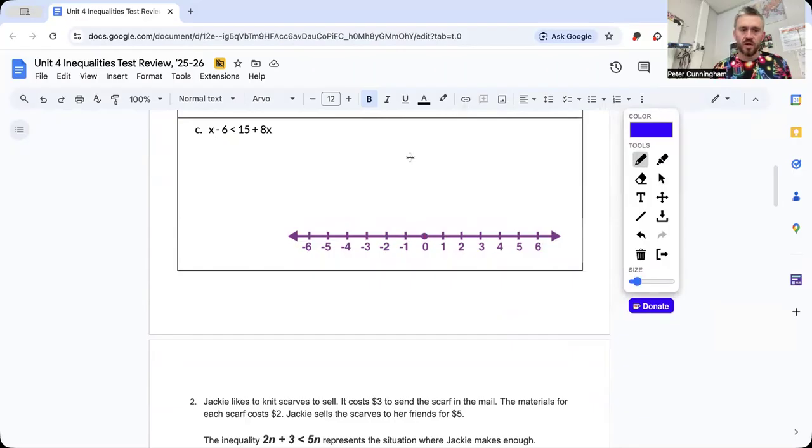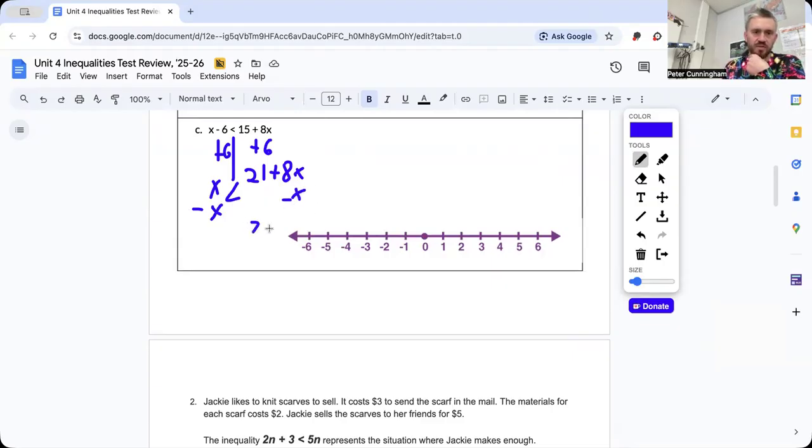Jeez. Okay. x minus 6, so add 6 to both sides. So now you have 21 plus 8x. You have x over here less than, well, I guess maybe it'll be easier for me to move the x over here. So minus x, and now I have 7x plus 21. I have 0 over here. I could have done this in an easier fashion by moving the numbers to the left-hand side in the first place, but hey, we're there now.